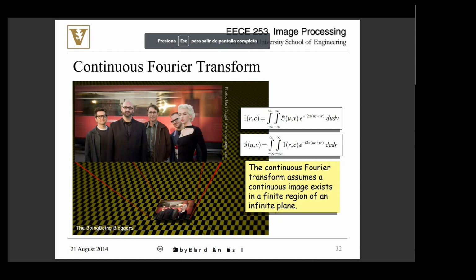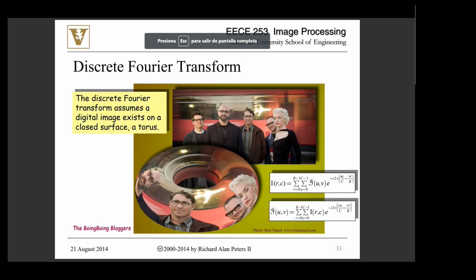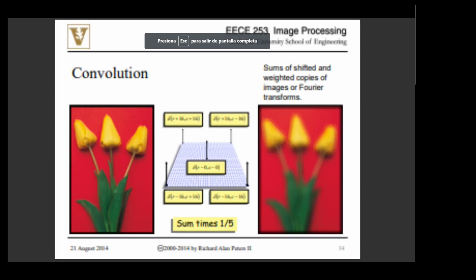And yeah, this is the continuous. So we will have different versions of the Fourier transform. So we have the continuous Fourier transform. So in the continuous Fourier transform, the images are continuous. And then instead of sums, we have integrals. And the same for the frequency. The frequency is also continuous. And then we will have the discrete Fourier transform with summations instead of integrals.